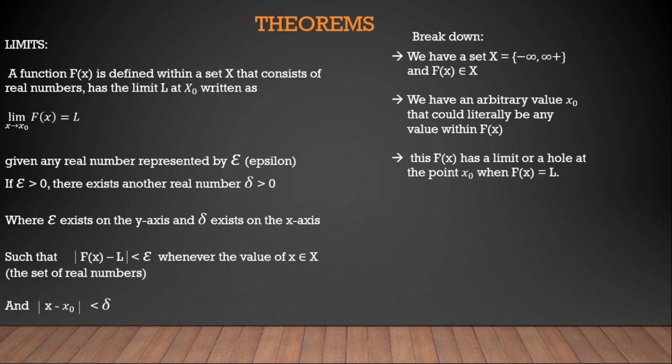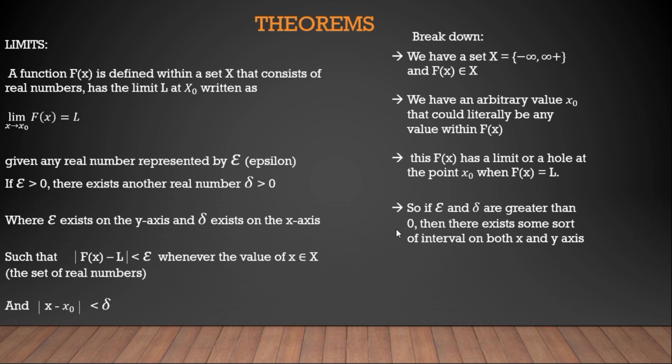And this f of x has a limit or a hole at a point x naught when f of x equals L. It stops being continuous at that exact value of x naught. So that's as far as we go. If our x naught is 2, then our function ends at 2. Hope you get the picture.